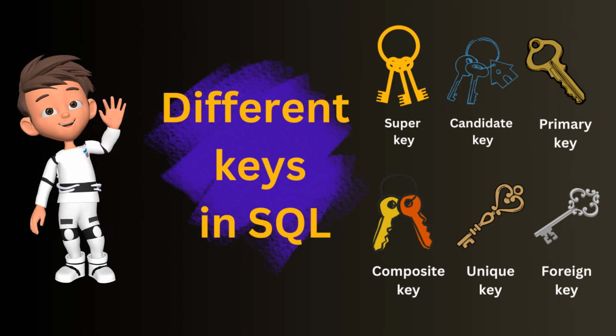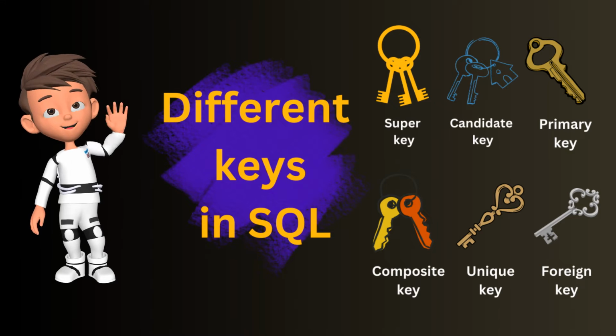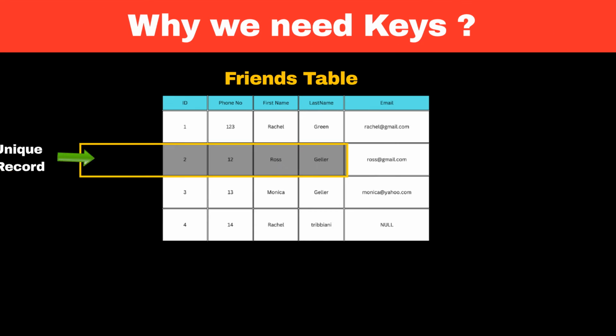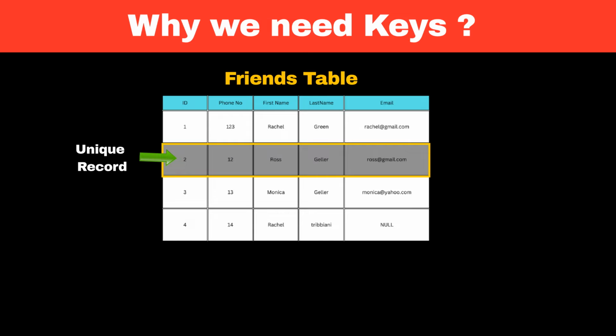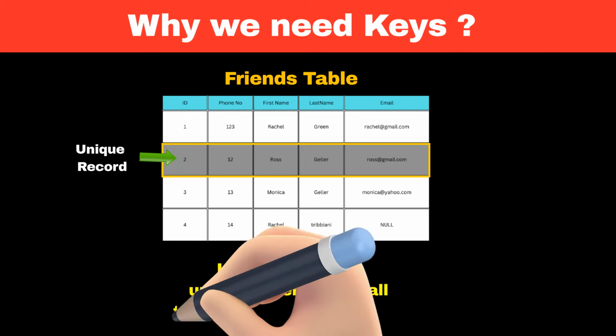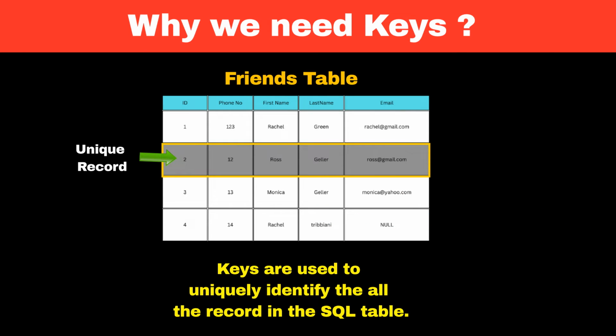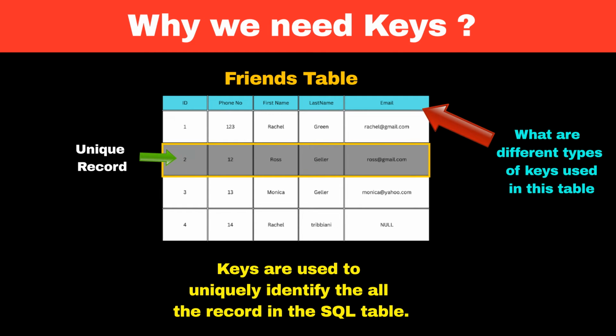Hello everyone, in this video we will learn about different types of keys in SQL. First let's understand why we need different types of keys in SQL. Each record in an SQL table is unique and we can uniquely identify it with different types of keys. So the purpose of all the types of keys in SQL is to uniquely identify the records or rows in that SQL table. For today's video we will be using a friends table as an example. We will identify different types of keys used in this table.